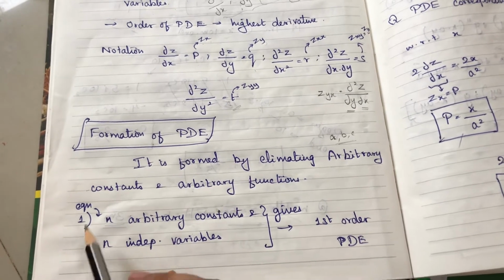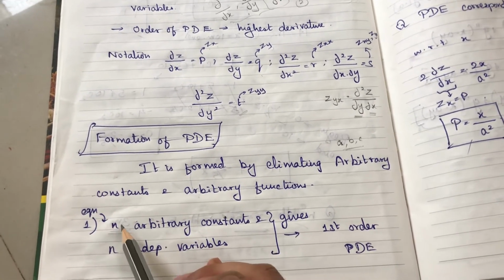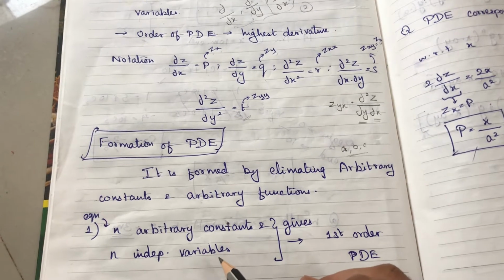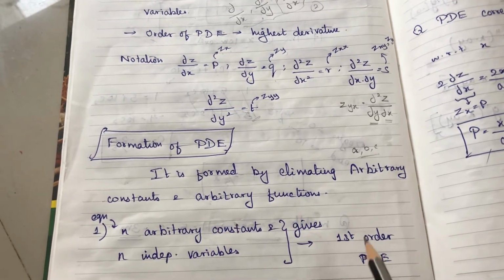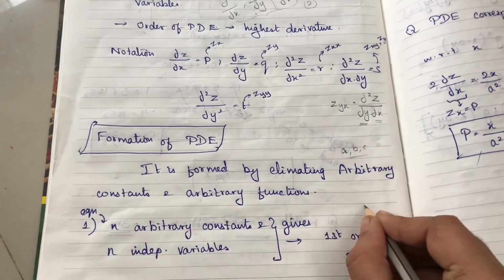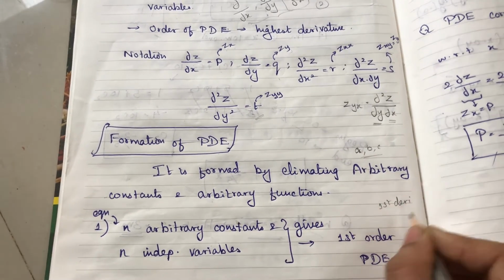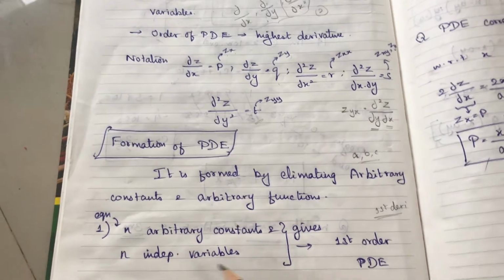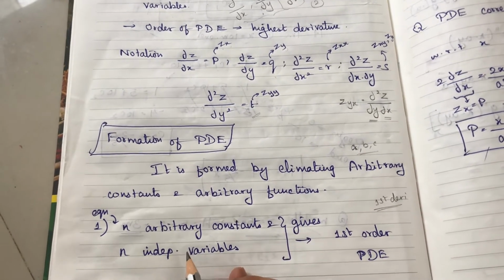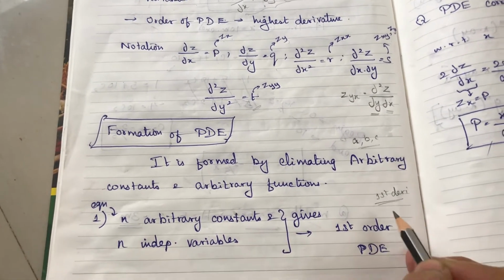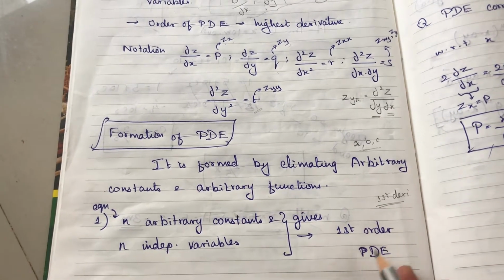So the first one is, if an equation contains n number of arbitrary constants and n independent variables, this equation will give a first order partial differential equation. What is first order? Only the first derivative. Okay, so if the equation contains n number of constants and n number of variables, it will give only the first derivative. So only a first order partial differential equation is obtained.